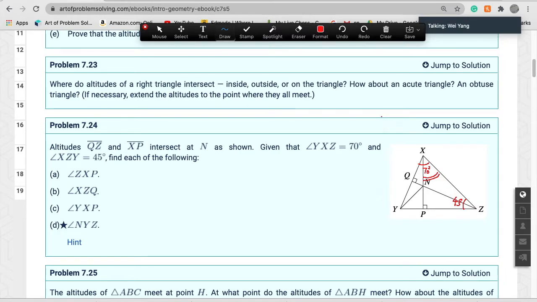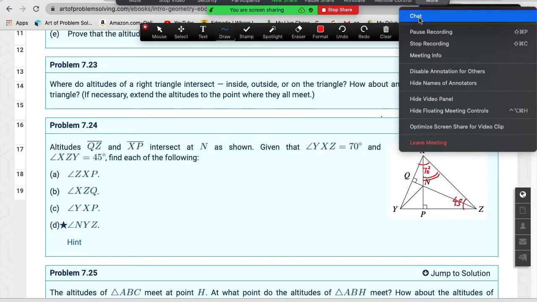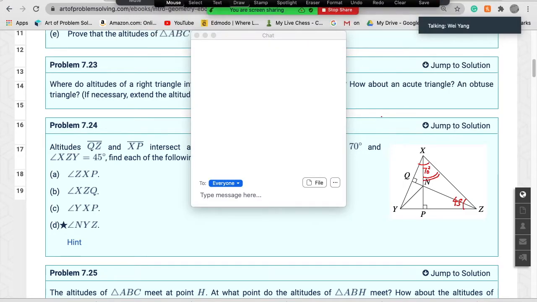Everybody send me the private chat. Actually, this one is very easy. Let's see if you really understand what we are doing here.